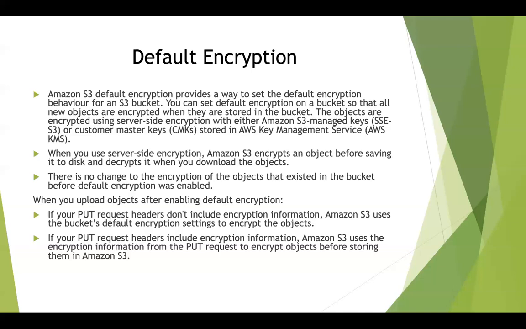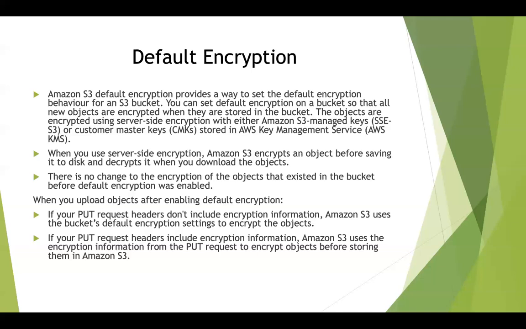And there is no change to the encryption of objects that existed in the bucket before default encryption was enabled. So like I mentioned, if you create an S3 bucket and you upload 10 objects to it, and then you go ahead and enable encryption, those particular 10 objects are not going to be encrypted. Only objects that you store after enabling encryption are going to be encrypted.